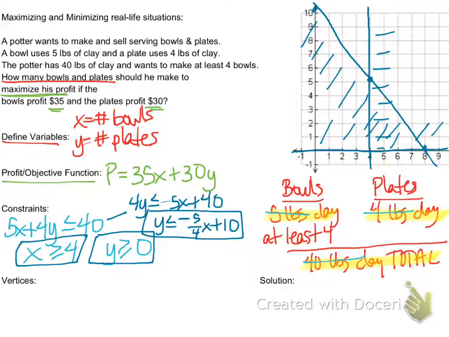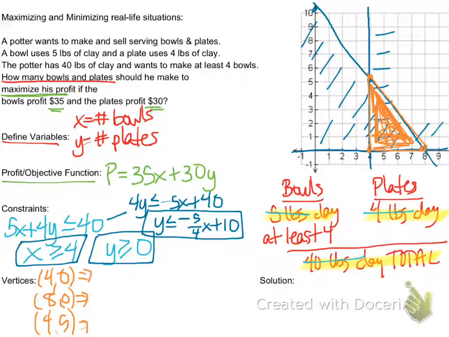And again, we need to determine the feasible region. What is the bounded region that we have? Where do all those inequalities overlap? And again, it's this orange region. So our vertices are going to be 4, 0, 8, 0, and 4, 5.